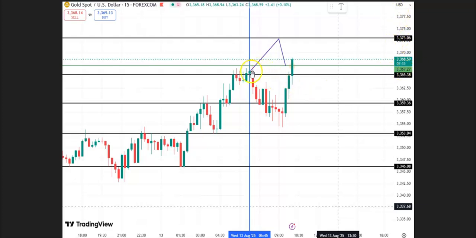I predicted here that the market would shoot up to this black horizontal line right here, which it did. Then I predicted that it would have some pullback, which it did sometime around, I believe, the evening yesterday. So on trade one, predictions were great. And this was our daily analysis for yesterday.